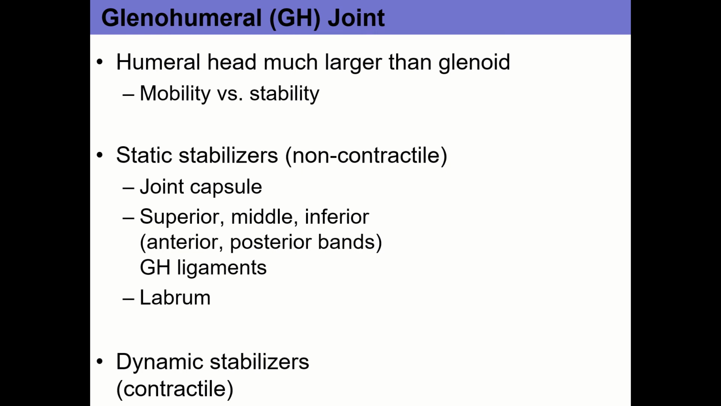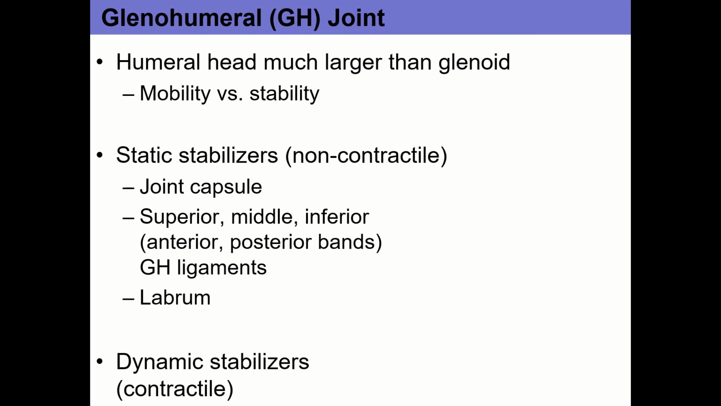So I would fully stretch out the joint capsule, as well as, in that case, primarily the middle glenohumeral ligament, and that's going to keep me from sliding your humeral head off of your glenoid. So your static stabilizers limit end range of motion. They limit one bone from sliding off another. As opposed to your dynamic stabilizers, well, those are your muscles.